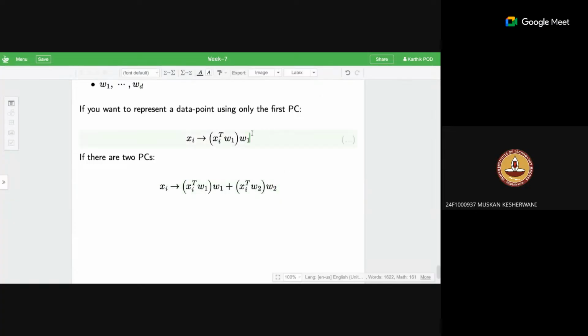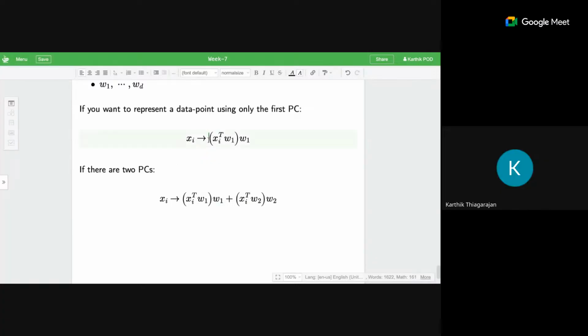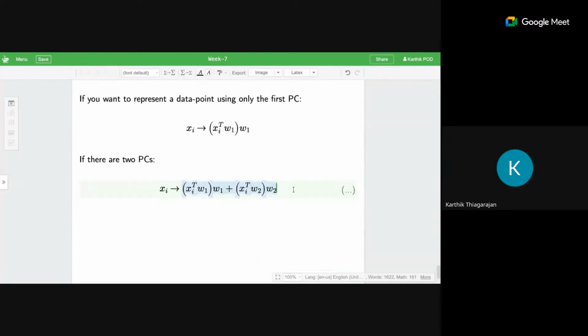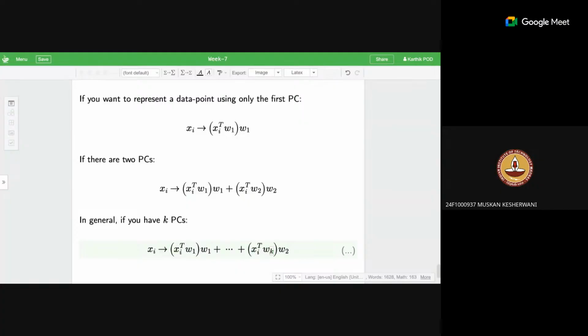We are doing a summation here. Earlier we were projecting onto a line, but for example here we can't just stick with a line, so there is more information in other directions also. So you will go with something like this. In general, if you have k principal components, then xi will become the sum from xi transpose w1 times w1 up to xi transpose wk times wk. Exactly, right? So that is what it will become.